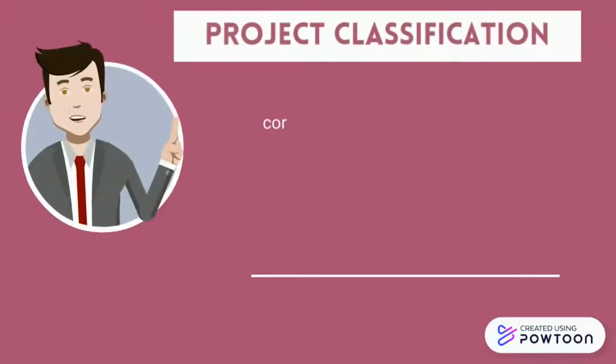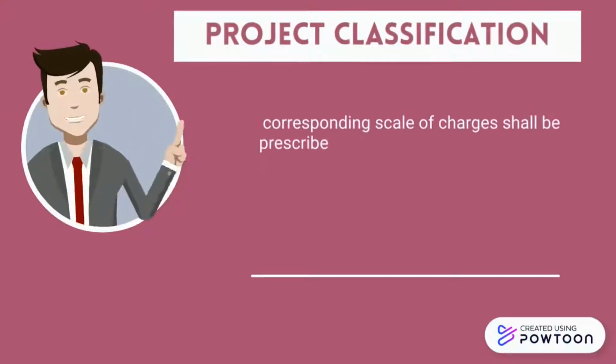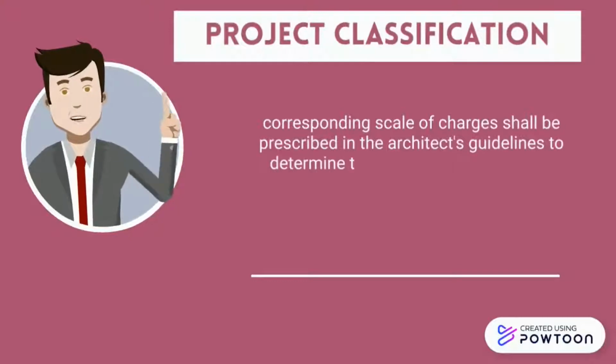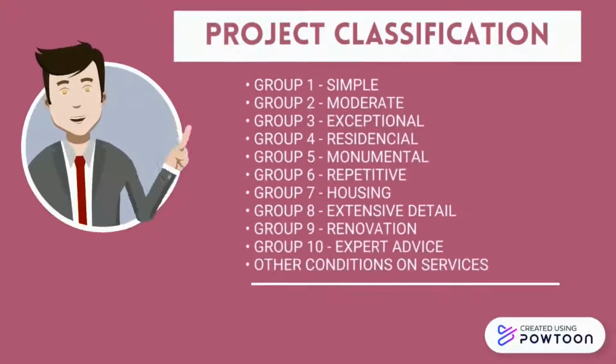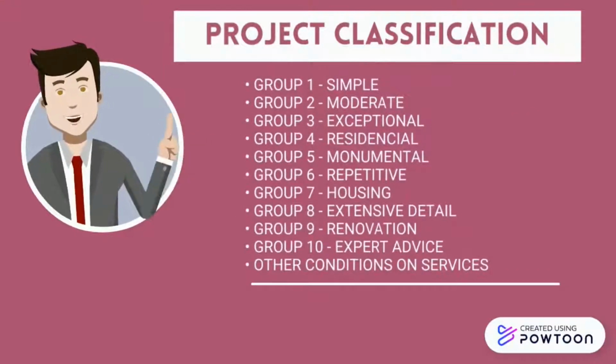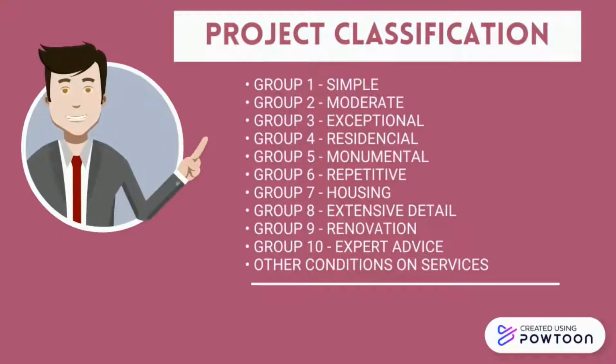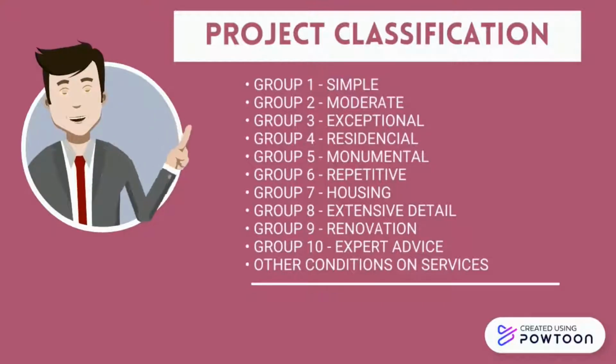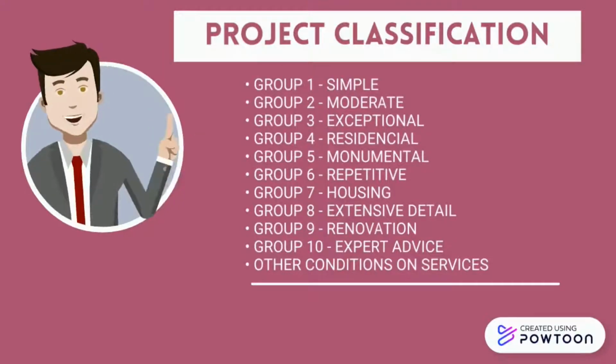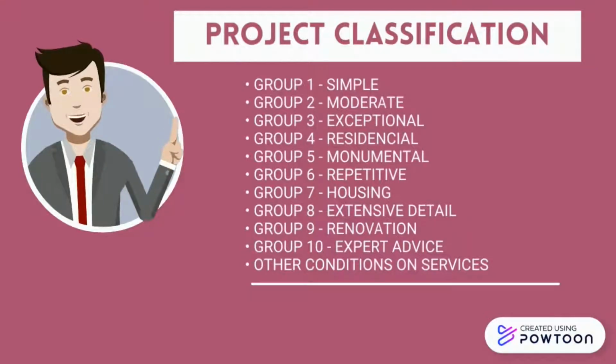Project classification. Corresponding scale of charges shall be prescribed in the architect's guidelines to determine the fair remuneration to the architect. Group 1, simple. Group 2, moderate. Group 3, exceptional. Group 4, residential. Group 5, monumental. Group 6, repetitive. Group 7, housing. Group 8, extensive detail. Group 9, renovation. Group 10, expert advice.